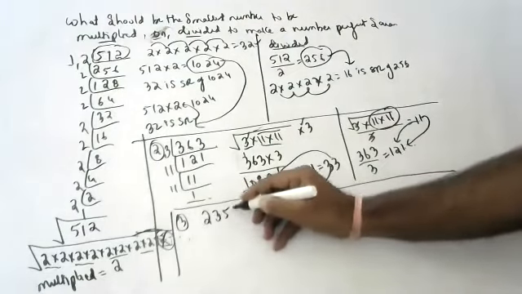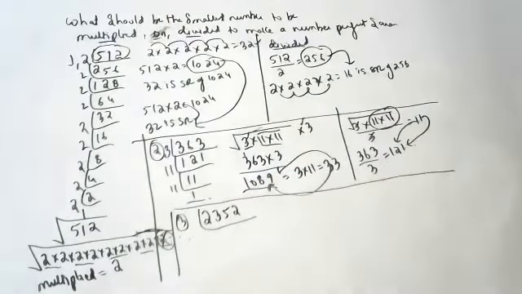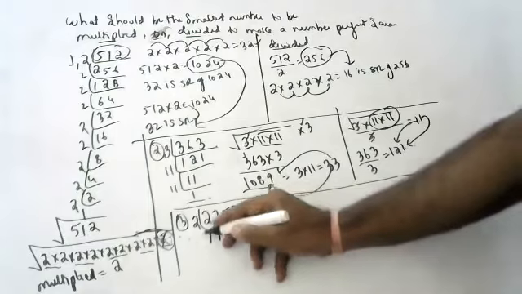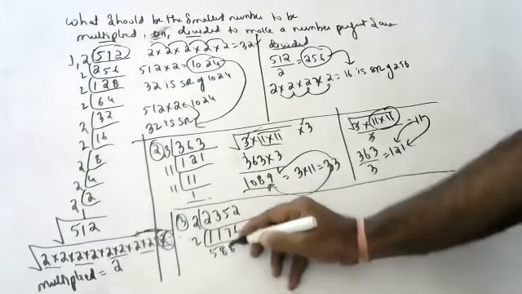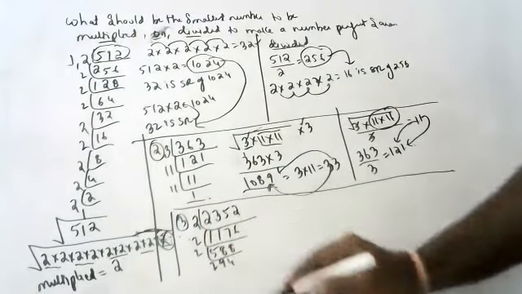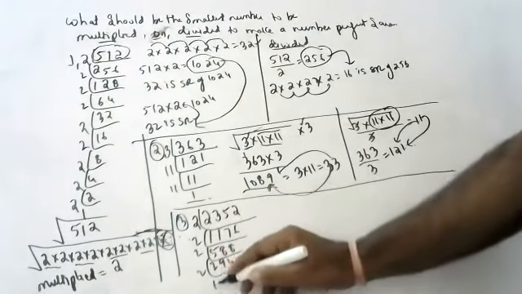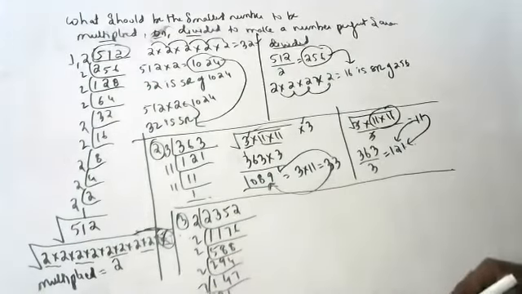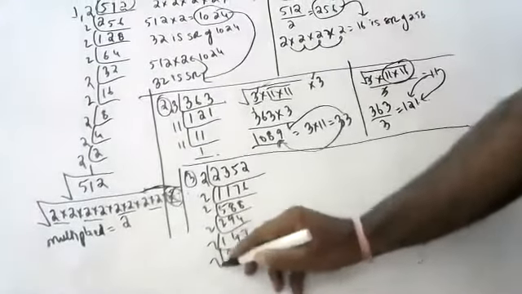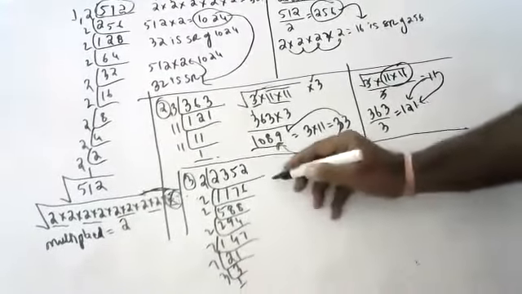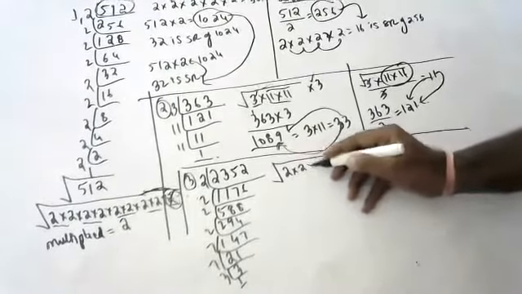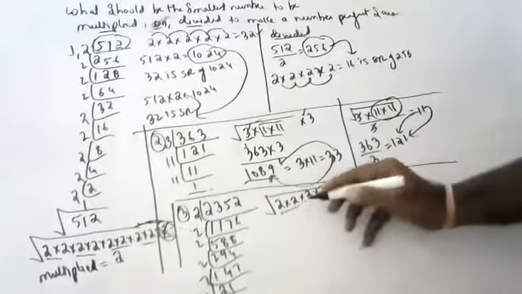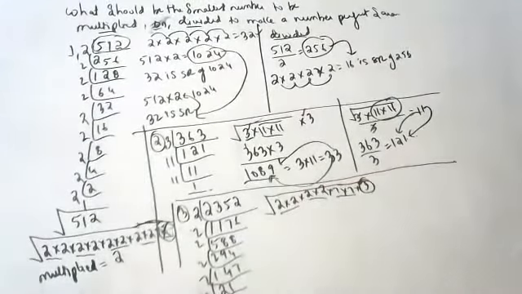Raghuram, 2352. What is the smallest number that should be multiplied or divided? 2 ones are 2, 2 7s are 14, 2 8s are 16, 2 5s are 10, 2 2s are 4, 7 3s are 21. So the square root of 2 into 2 into 2 into 2 into 7 into 7 into 3. This has a pair, this has a pair, this has a pair. 3 does not have a pair.